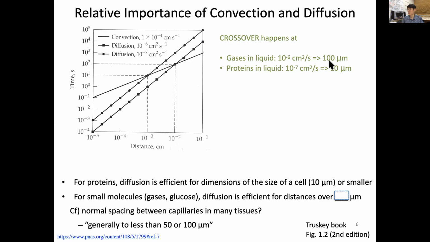The important aspect from this analysis is that for proteins, diffusion is efficient at the size of cells or smaller. Inside a bacterium or a cell, proteins can diffuse very efficiently, which supports all the metabolic and enzyme activity inside a cell. For small molecules such as gases and glucose, diffusion is efficient over a distance about 10 times bigger, or 100 microns. So these gases can diffuse at least tens of micrometers.